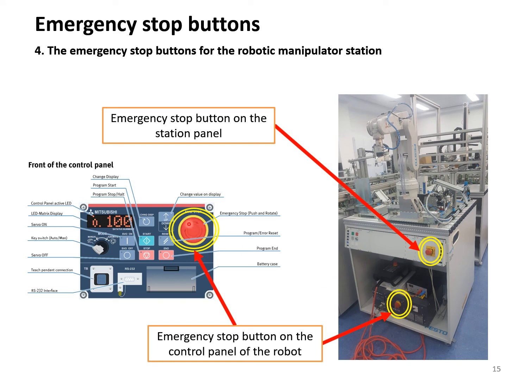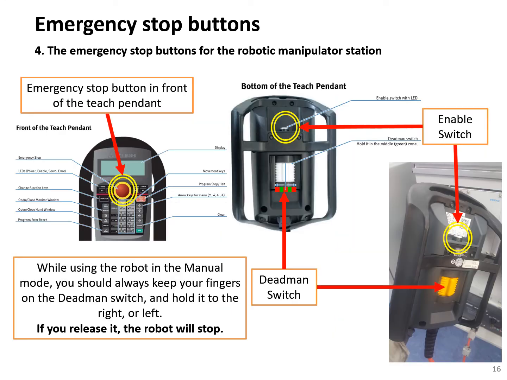So you could see these arrows here that show that after you press the emergency button, if you want to release it, you should basically turn it clockwise and then release it. Okay, otherwise you cannot release the emergency stop button.